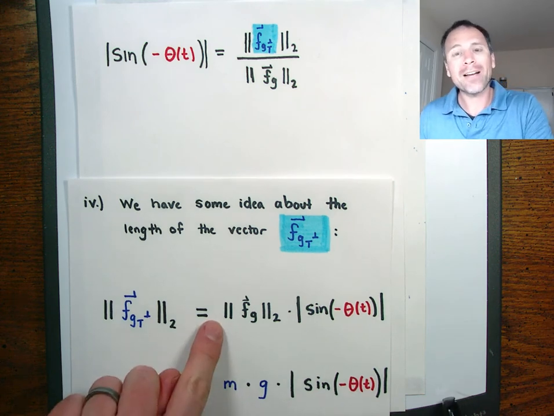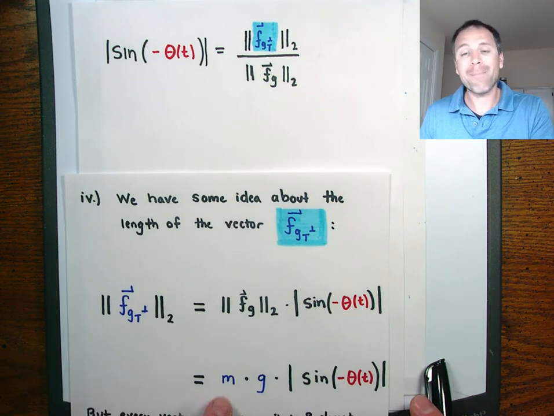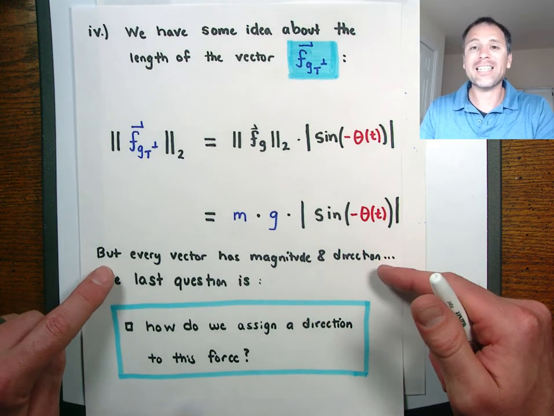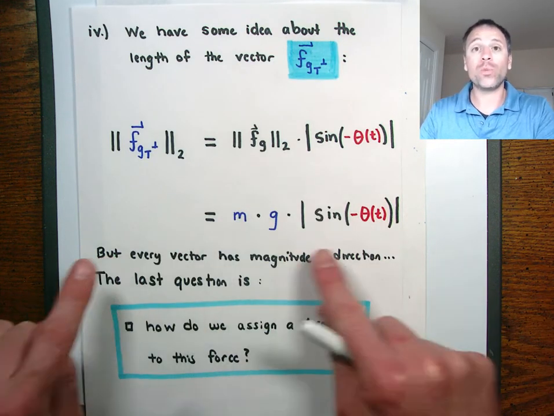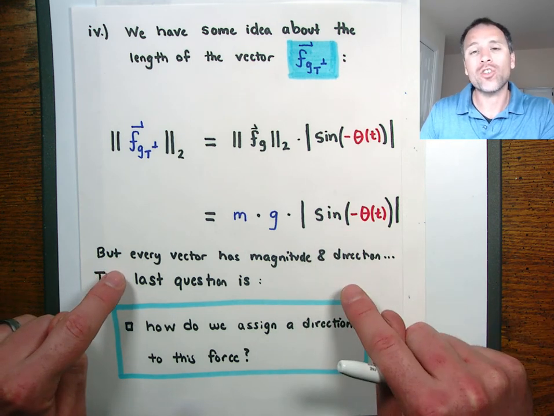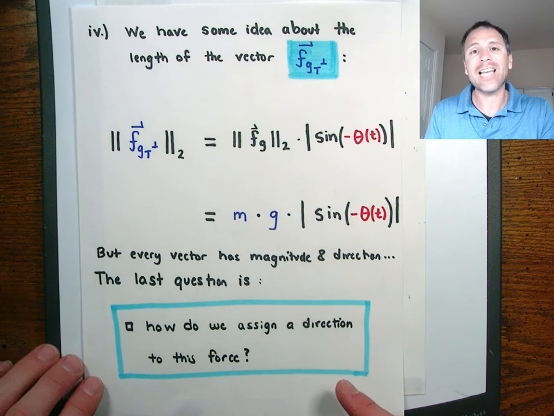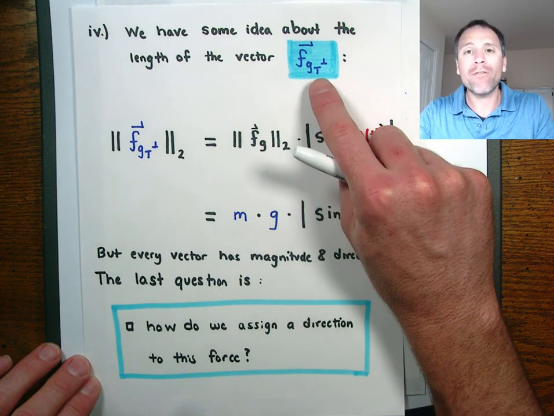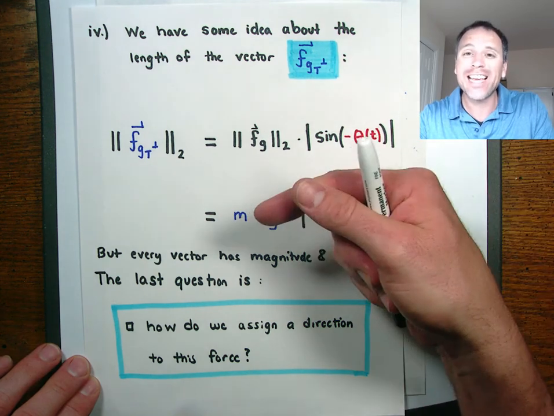We already know what the magnitude of the force of gravity is. It's the mass times the acceleration due to gravity, but we know that each force has not only a magnitude, which we've quantified here, this is a non-negative number, it also has a direction. And the question that we might ask is, how do we assign a direction to the component of the gravitational force along that tangential axis?